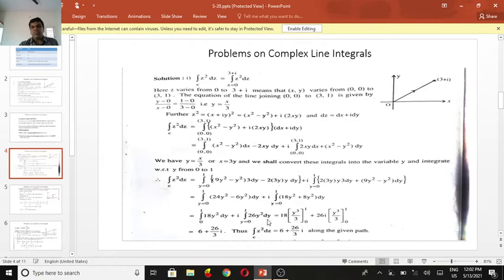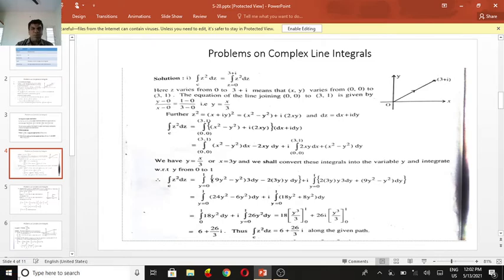Totally we get 26. So 18 times, integrating with respect to y, we get y cube by 3, plus i times 26, again integrating with respect to y square, we get y cube by 3, y varies from 0 to 1. That is, totally substituting the values of y, we get 6 plus 26 by 3 i. Thus the integral of z square dz should be equal to 3 plus 6 plus 26 by 3 i, along a line or given path. This is the line. This is the evaluation.